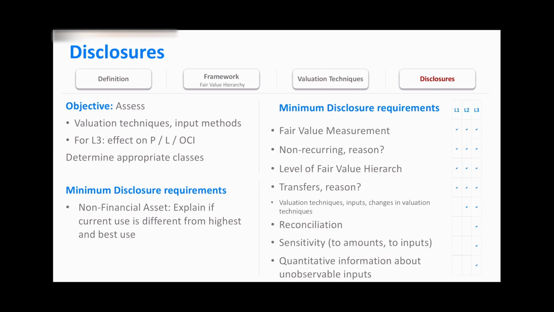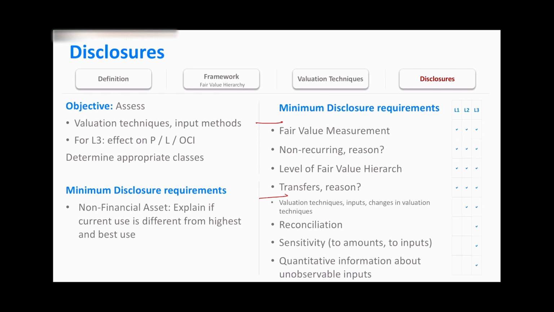We now move on to the minimum disclosure requirements for fair value measurements. The amount of disclosure goes up as we go down to level 2 and level 3. For all level 1, 2 and 3, the first 4 minimum disclosures are required. What is the fair value measurement? If it's on a non-recurring basis, what is the reason? What is the level of fair value hierarchy? And if there are any transfers between level 1, 2 and 3, what are the reasons for transfer?